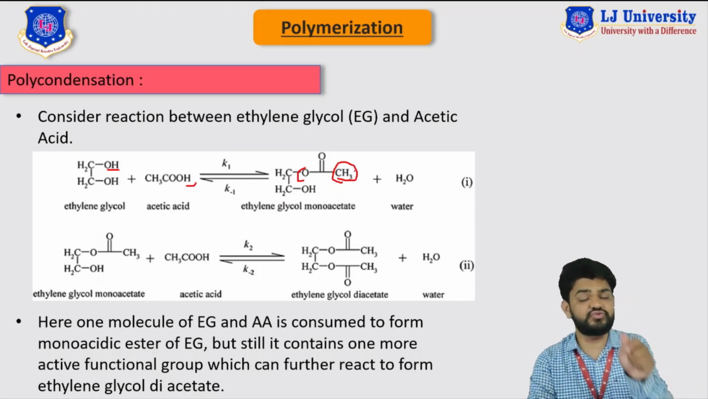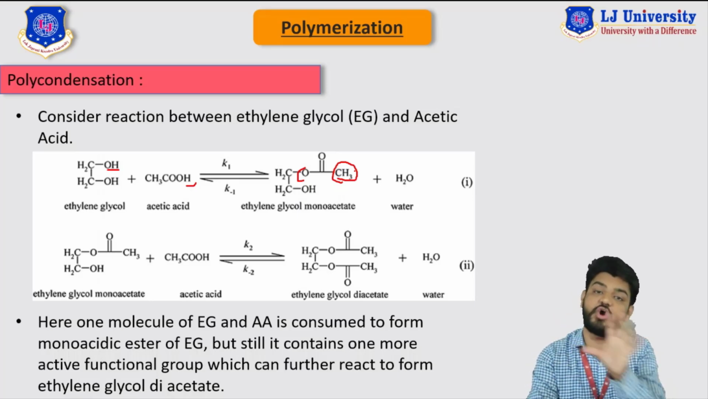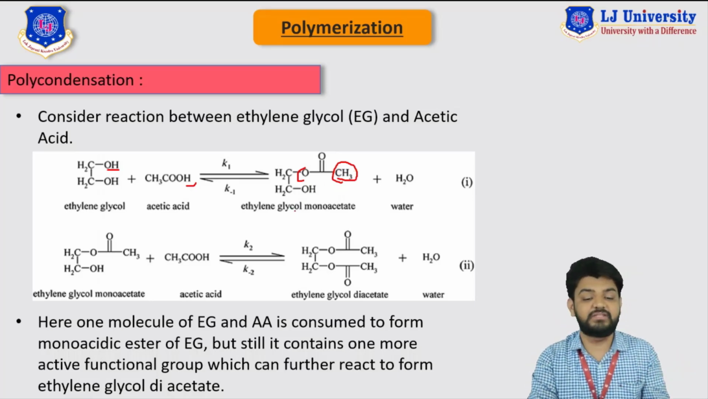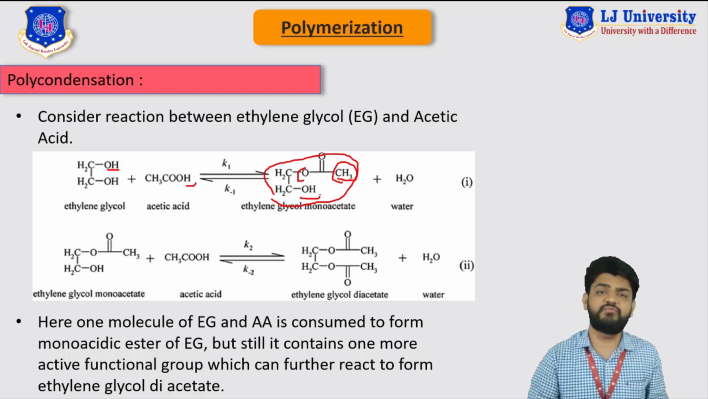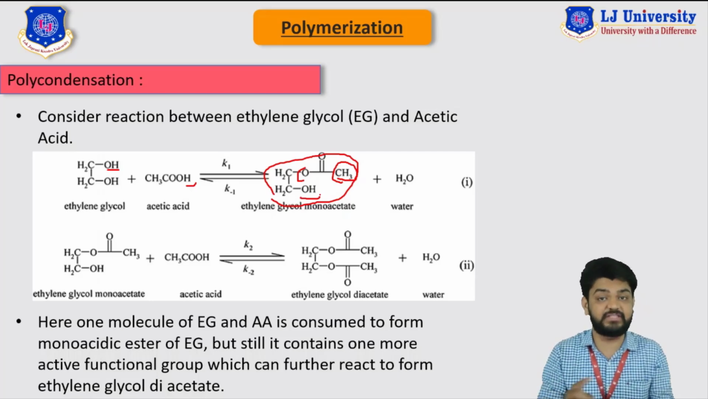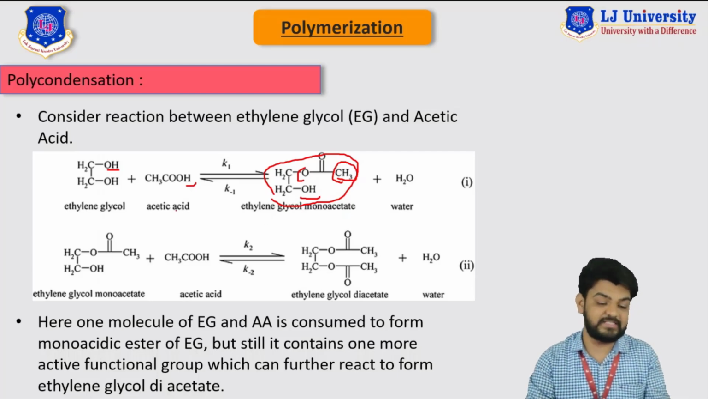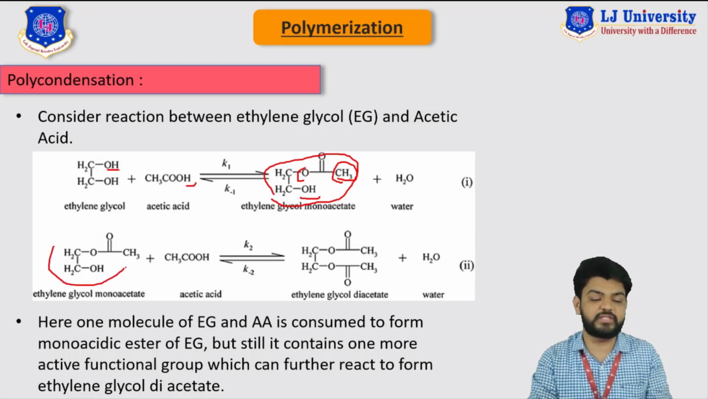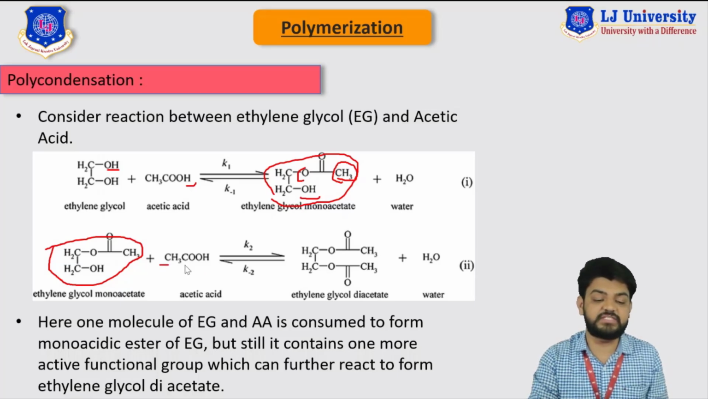Now this CH2COOCH is not a functional group, right? But this product still has one more functional group, that is OH. So if we supply one more acetic acid, this OH will again attack with this COOH. You can see we are going to do the same thing. This is the same product that we produced in the last reaction, and we are attacking it with this CH3COOH, right? Like this.